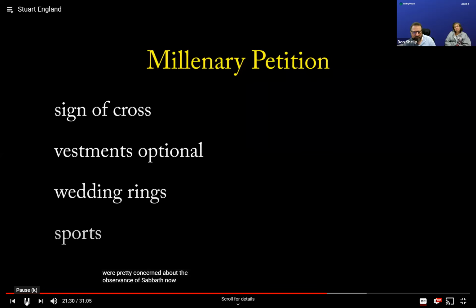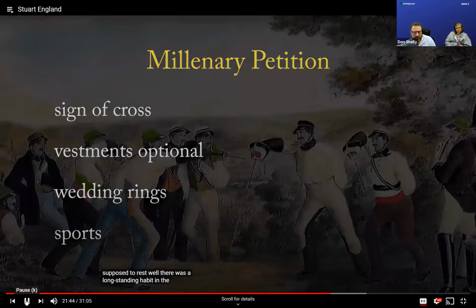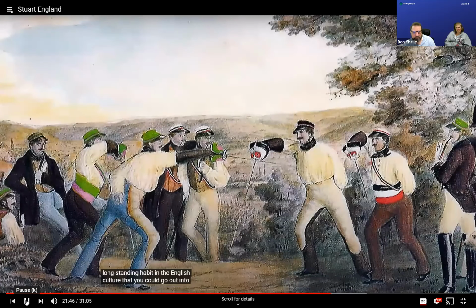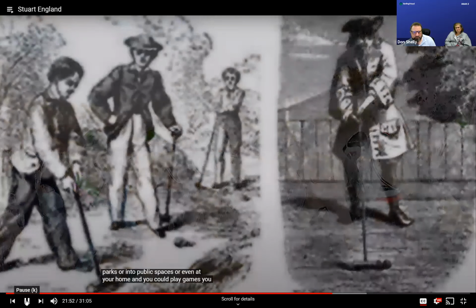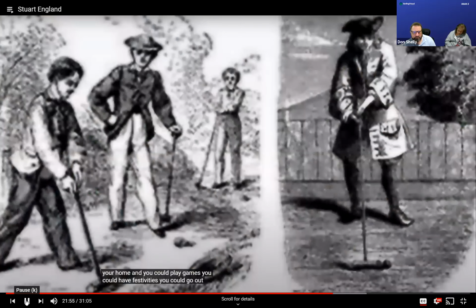The other one, which I always get a chuckle at, they were pretty concerned about the observance of Sabbath. Now, again, this is a proxy war. They're concerned about why people aren't willing to talk about what we do and don't do on Sabbath. Everyone in this day, of course, embraced the idea that you're not supposed to work, you're supposed to rest. Well, there was a long-standing habit in the English culture that you could go out into the parks or into public spaces or even at your home and you could play games.